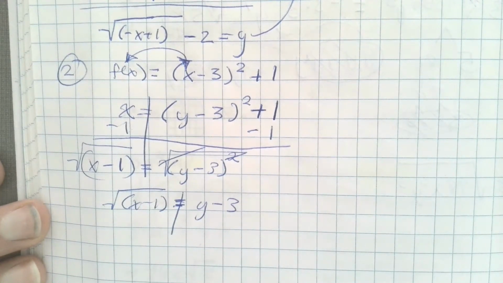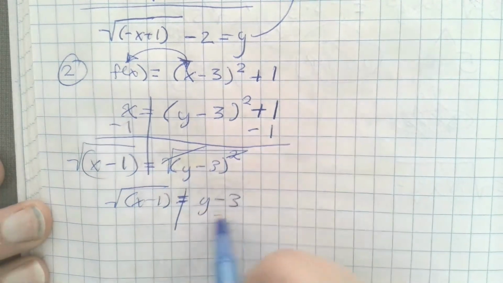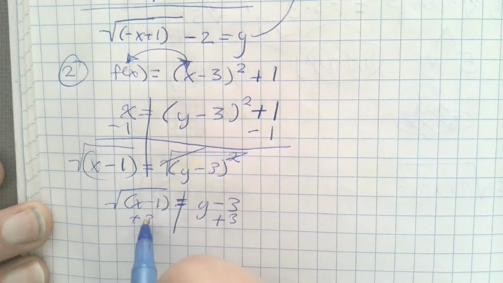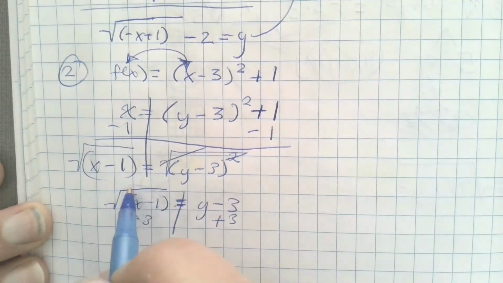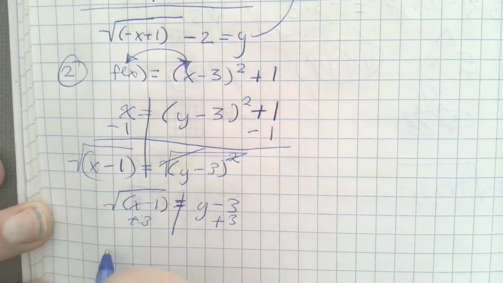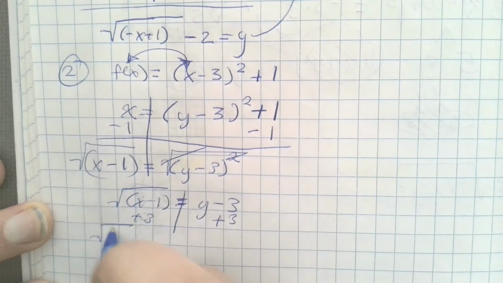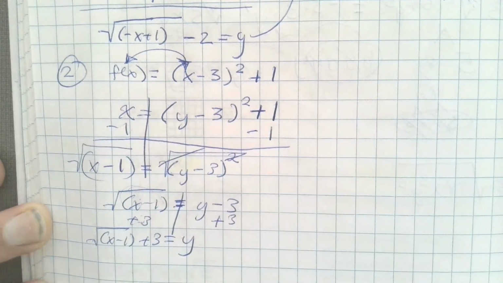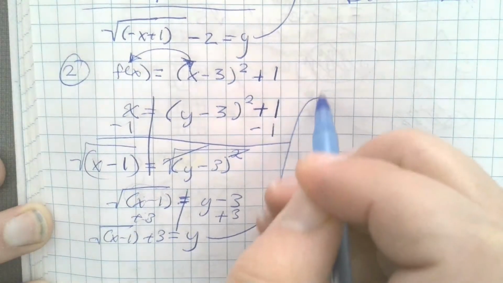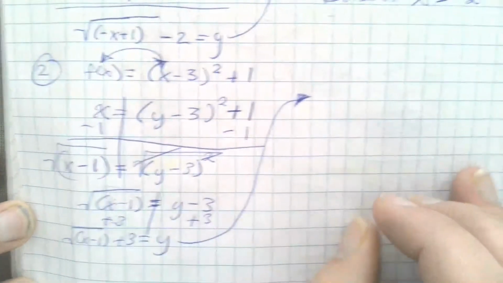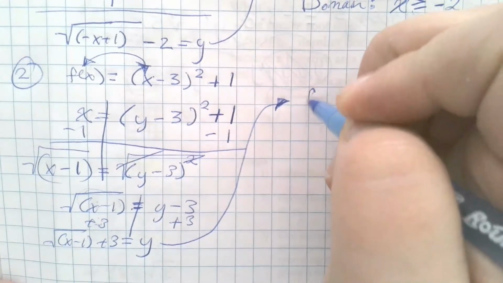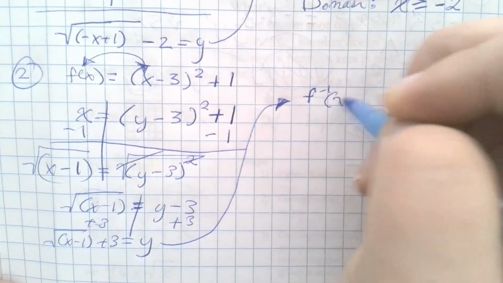I want to get that y by itself. What do I got to move? This is the trickiest step. The 3 cannot go inside because this is square rooted and this is not. So it's going to stay outside. Now that we have our inverse, what's the correct notation? What do I change that y to be? Yep, inverse of f of x.